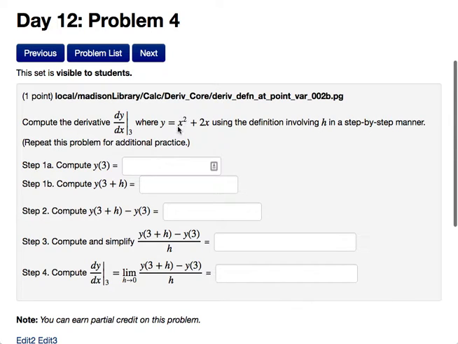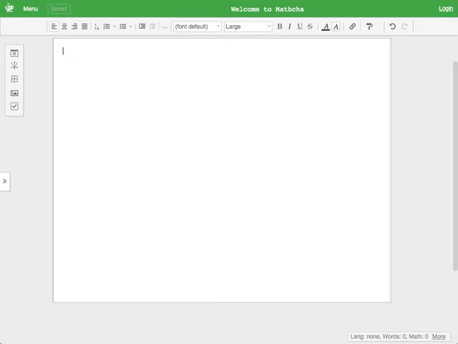And so the steps that we outlined on the slide that you should have read are summarized here. First, we're going to calculate y of 3, and then we're going to calculate y of 3 plus h. So I have a little scratch pad here that I'm going to open up. So our function f of x is x squared plus 2x.